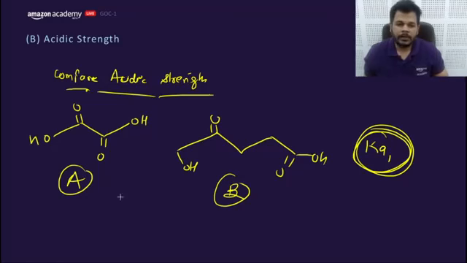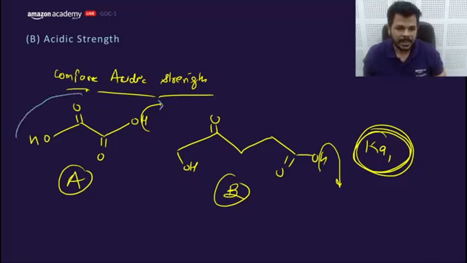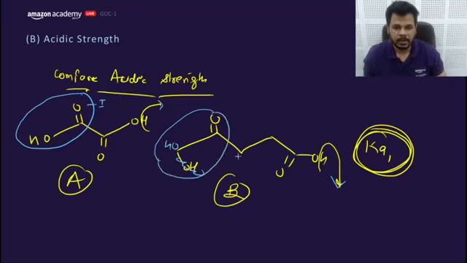So what would be the order of Ka1? Ka1 means removal of the first H plus. If you remove this first H plus, the minus I of this carboxylic acid will start working. If you remove this H plus, the minus I of the next group would be less, because the distance increases. That means the minus I of this carboxylic acid would be higher. So the answer would be A greater than B. So this would be the final answer.